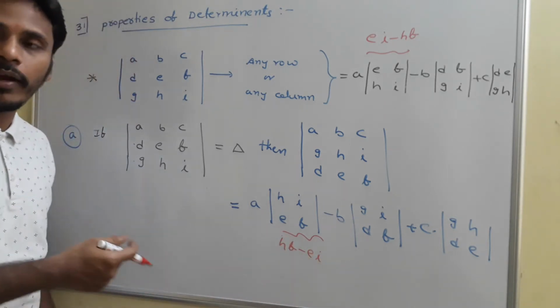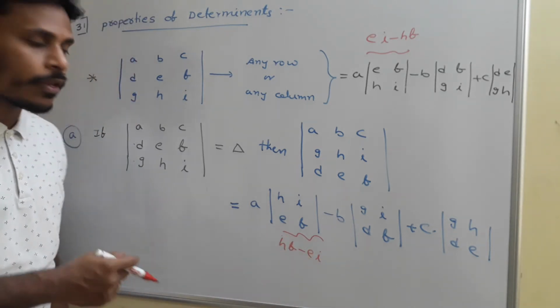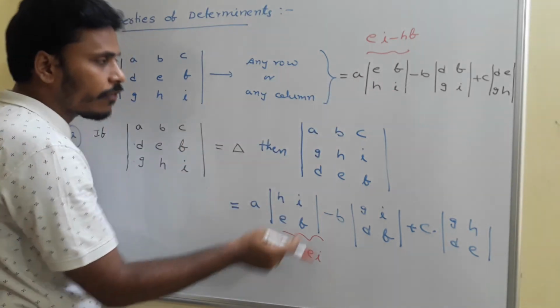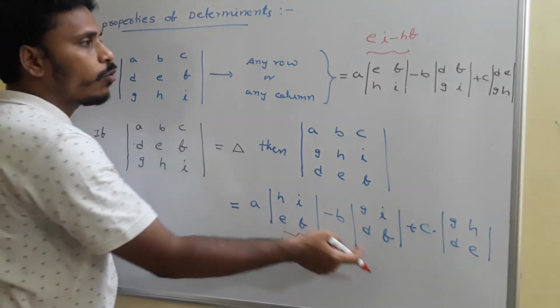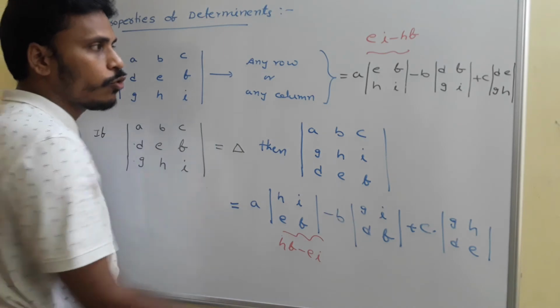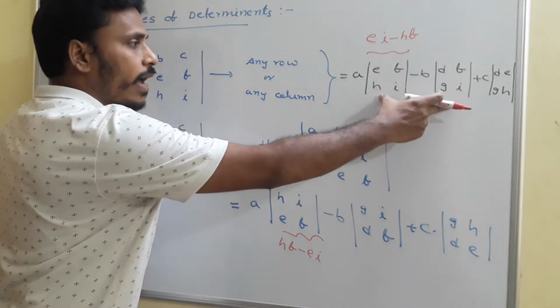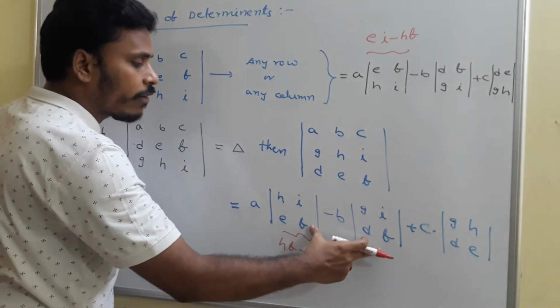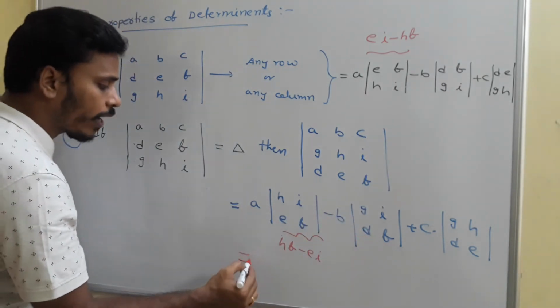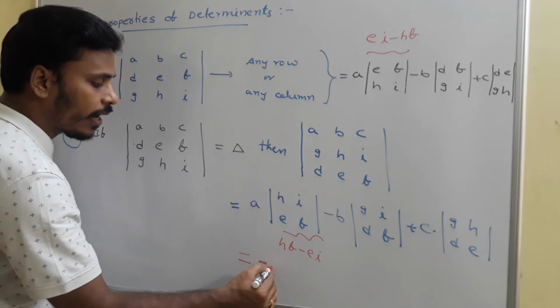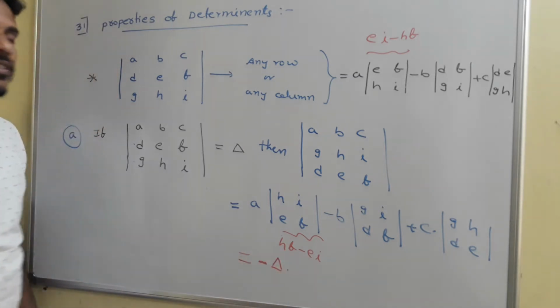We know the way of finding the determinant for a 2 by 2 matrix, so there is a minus difference between these two terms. Again you will get the same minus difference between these two, and the same minus difference between these two. At the end, this value differs by a minus sign, and if you take that minus common, this value is just minus delta.